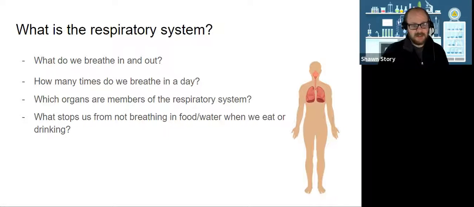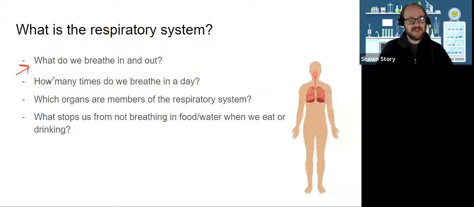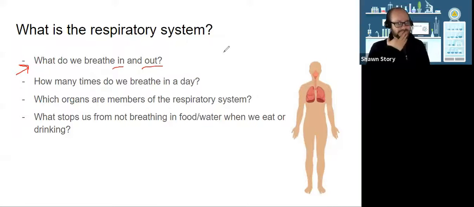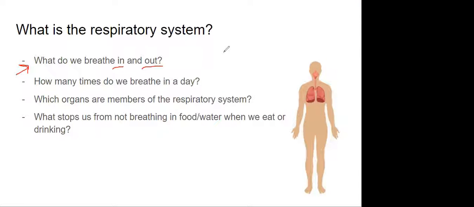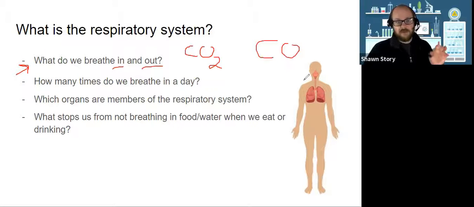All right, let's answer some of these questions. What do we breathe in and out? Oxygen. Are you sure? Just oxygen? Breathe in and out. Oxygen, breathe out carbon monoxide. Ooh, I heard carbon monoxide. So carbon monoxide, mono means one. So CO is carbon monoxide, only one oxygen, CO. And that's what cars produce, right? This is a pollutant in our atmosphere, carbon monoxide.